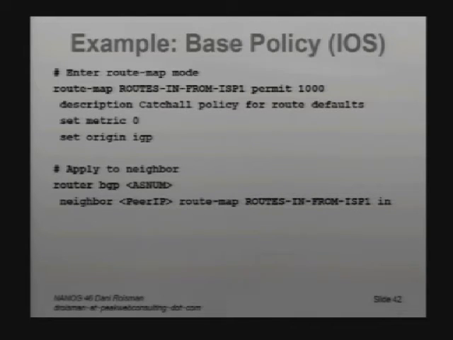So base policy for IOS, as I said, we're going to write a route-map. Going to catch all routes, so there is no match clause, because by default it'll match anything. Going to reset the metric to 0, reset the origin code to IGP. Apply it to a neighbor by simply entering BGP configuration mode, and neighbor, peer IP of that neighbor, and there's your route-map for all inbound learned routes.